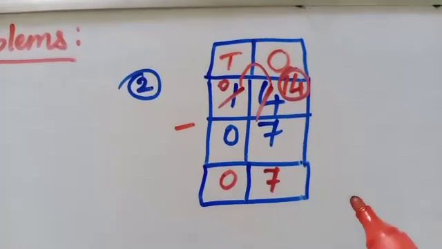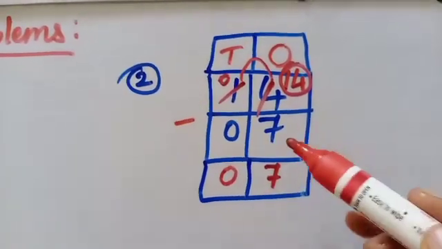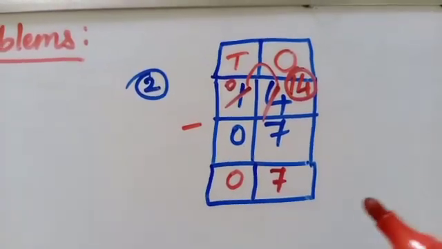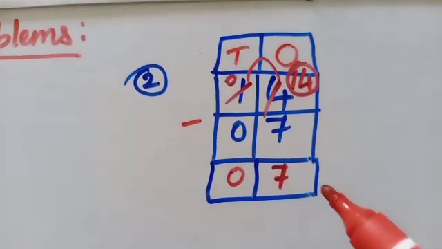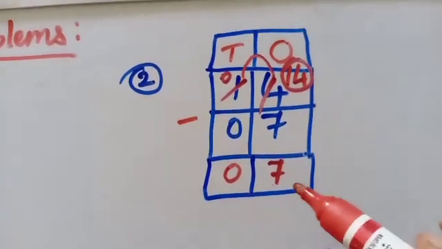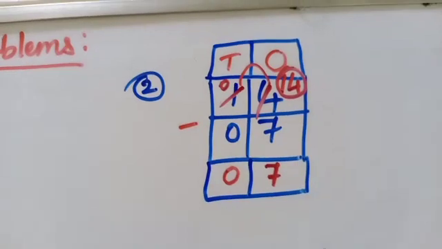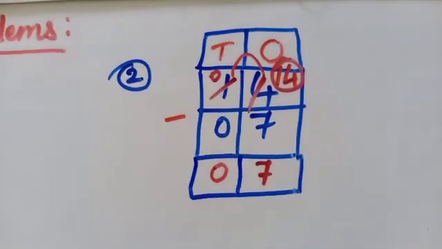From 14 butterflies, 7 of them fly away. So how many are left now? 7 butterflies. Okay. Yes. Let's move to the third question.